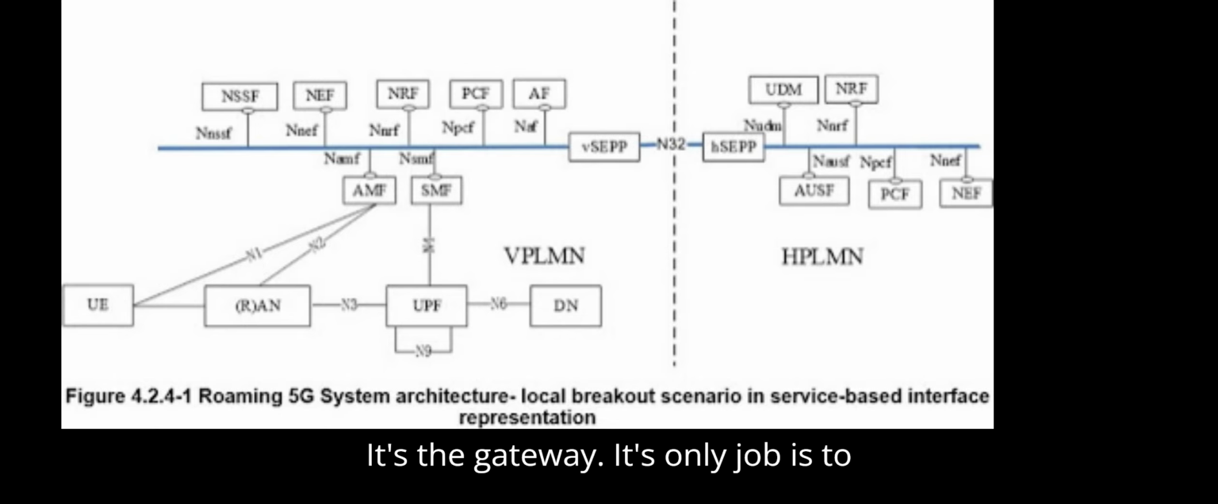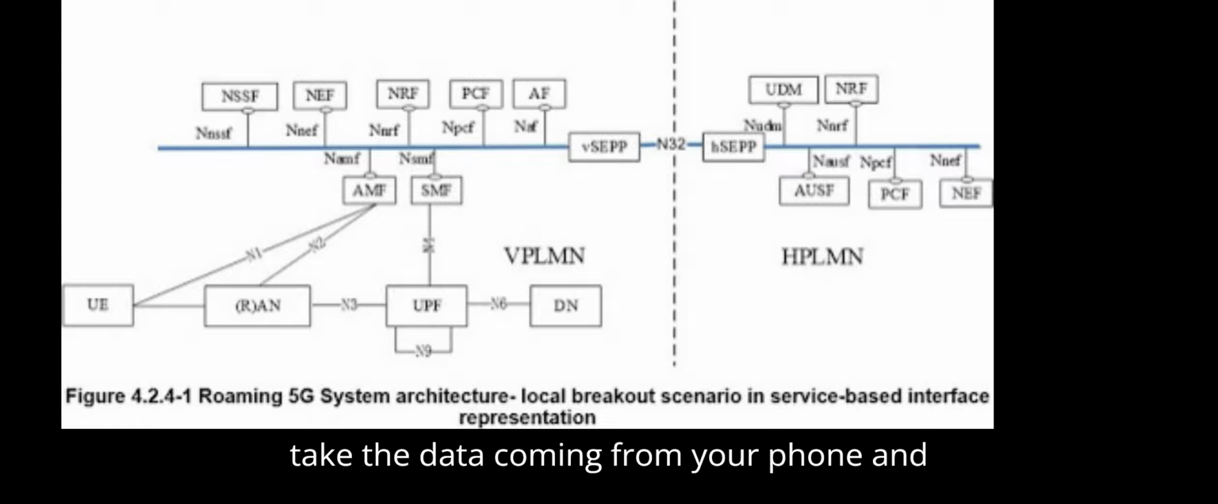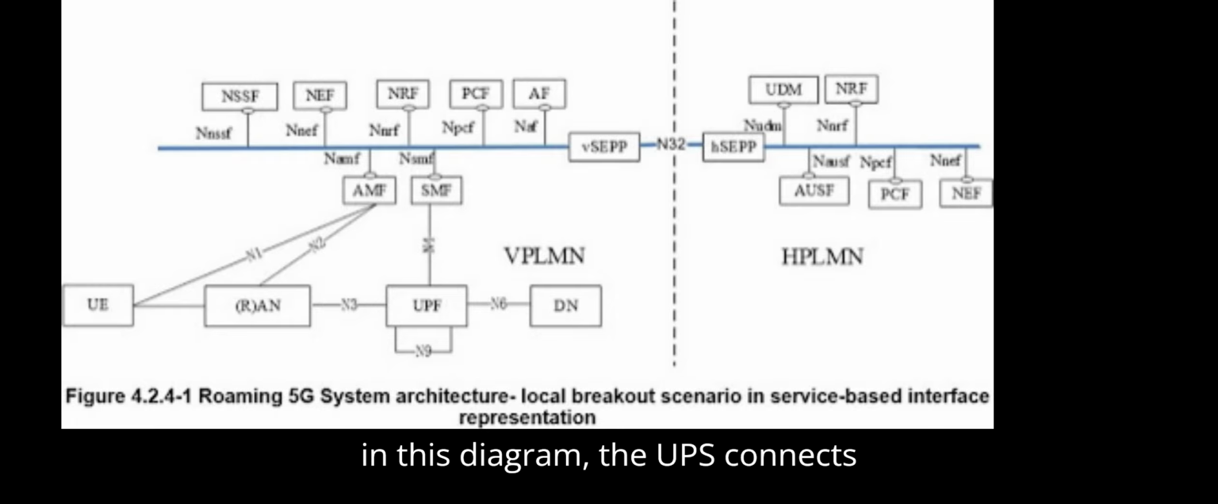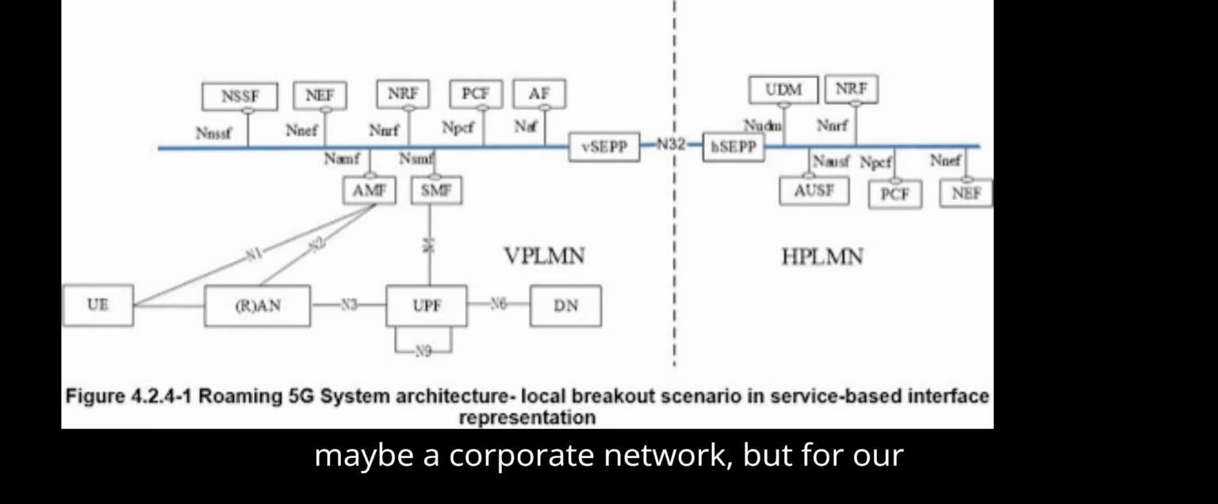It's the gateway. Its only job is to take the data coming from your phone and just shove it out onto the internet. And in this diagram, the UPF connects directly to the DN. The data network. Which is just the internet, yeah. Or maybe a corporate network, but for our purposes, it's the internet.